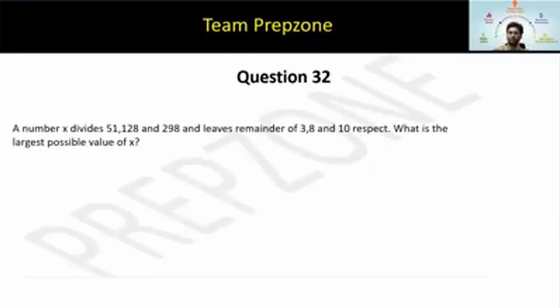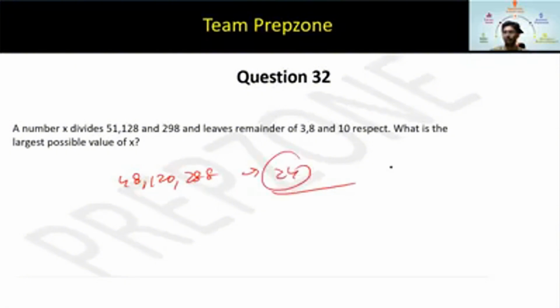Next question. Here the remainders are different. So this is the difference, Priyam. In the first question, the remainders were the same. In this question, the remainders are different. Good, everyone. Simple question, right? What you have to do is the HCF of 48, 120, and 288. What is it? 24. That is your answer. I hope this is clear to everyone.